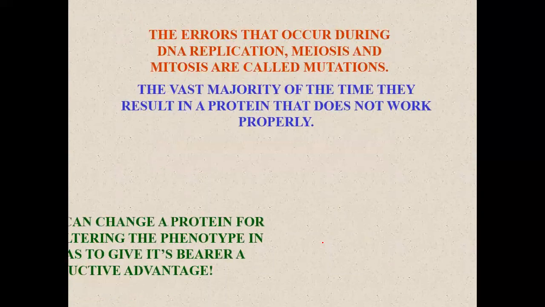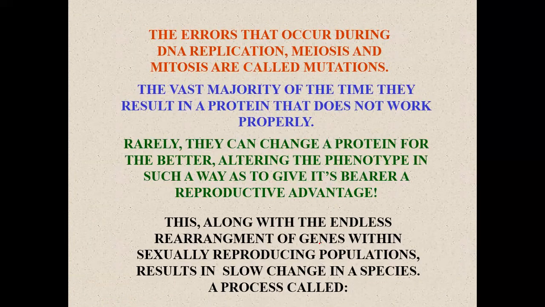Now, let's take a look at this, and we'll read it and know how important it is. It says the errors that occur during DNA replication, meiosis and mitosis, are called mutations. These errors, now, you see, in what we talked about so far, most of the time they lead to something bad. It's easy to make something not work right. The vast majority of the time, they result in a protein that does not work properly. Rarely, they can change a protein, however, for the better, altering the phenotype in such a way as to give its bearer a reproductive advantage.